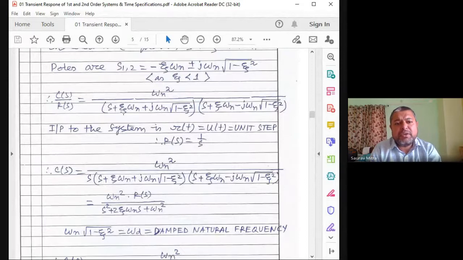So here you are finding the root is minus zeta omega n minus j omega n root under of 1 minus zeta square. Here you are finding the root is s equal to minus zeta omega n plus j omega n root under of 1 minus zeta square. So this multiplication equal to 0 is the characteristic equation.